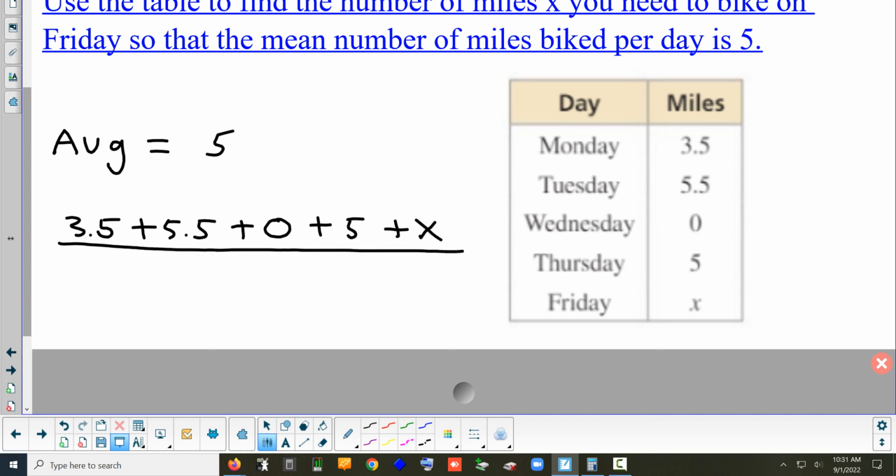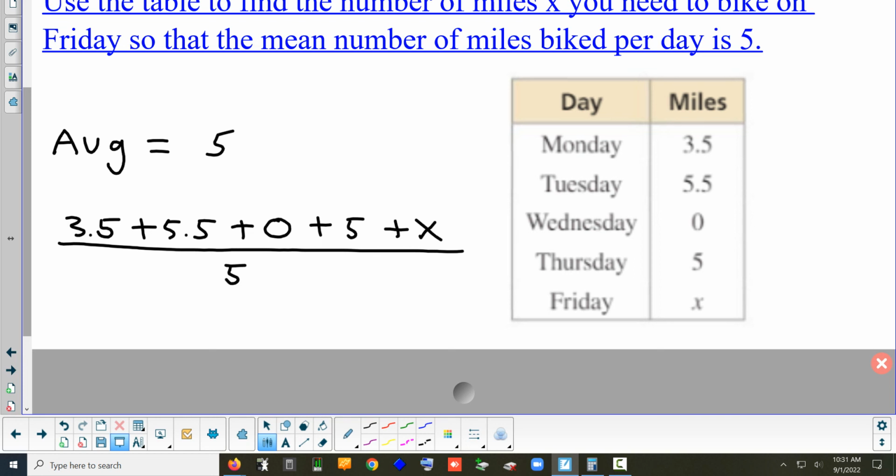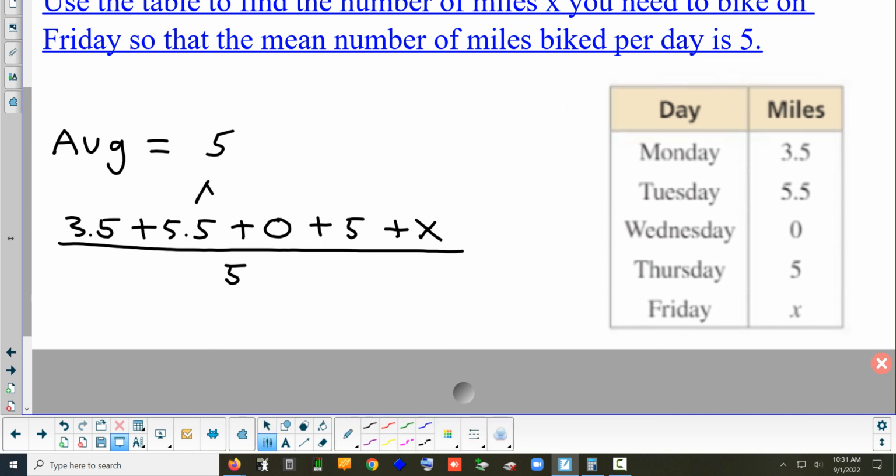And we're going to divide that by what to find the average? Yep, 5, because that's how many days we have. You always divide by how many you added up. And remember, this is the average. What's the average supposed to equal? Yep, it's supposed to come out to 5. Okay.